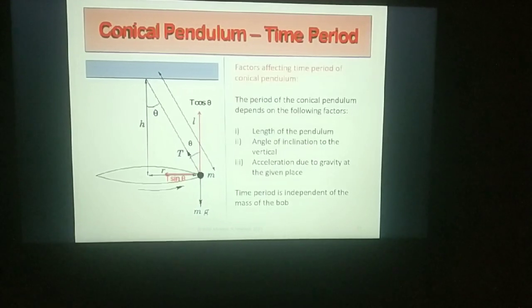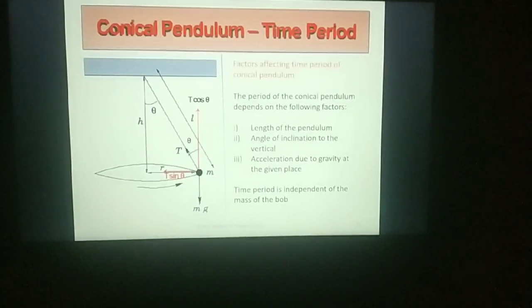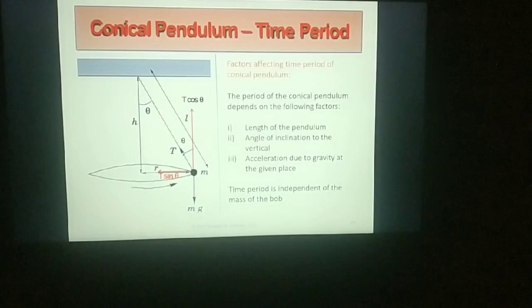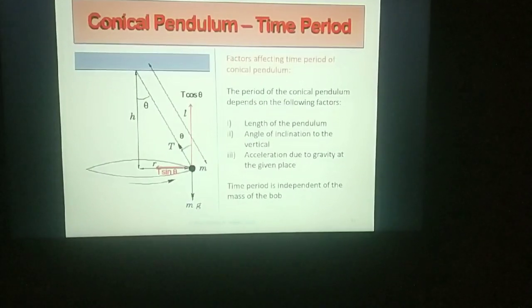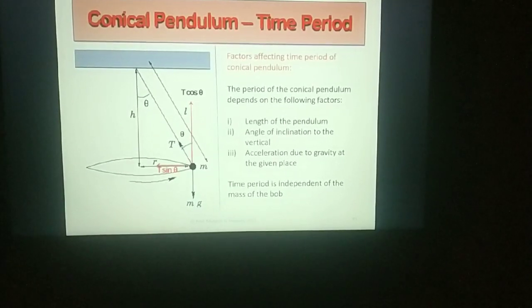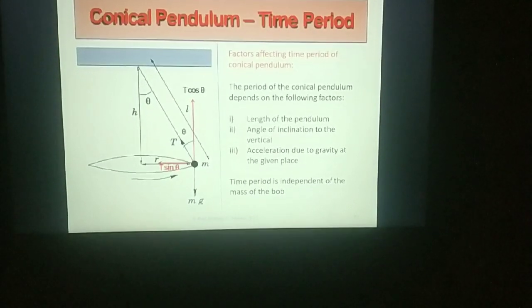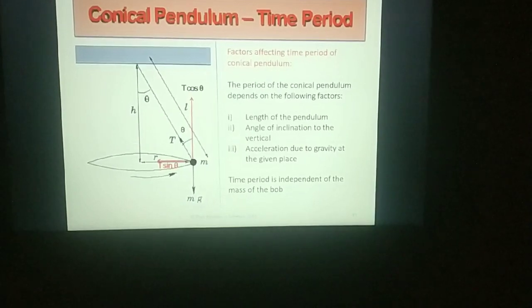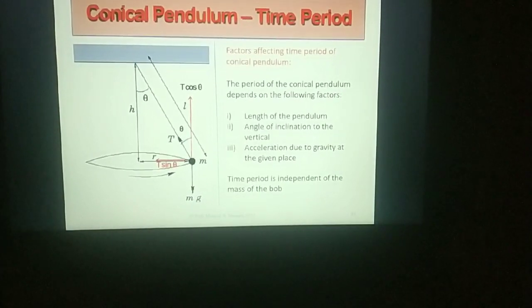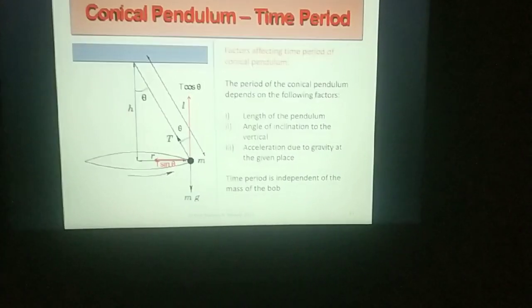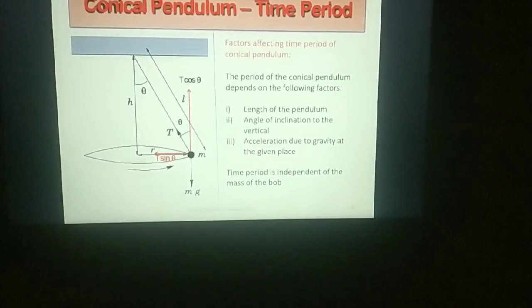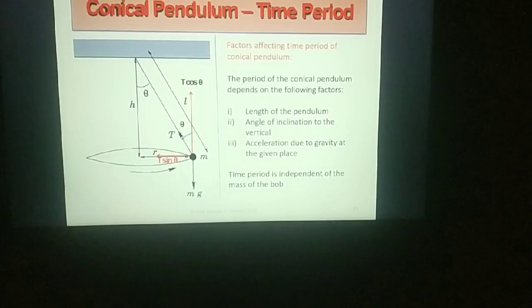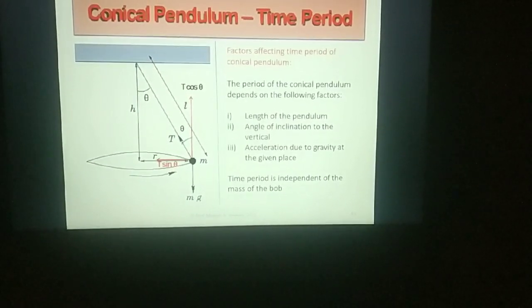Now a question may be asked on what factors the period of the conical pendulum depends. As you can see in your formula, the period of the conical pendulum depends upon number 1, length of the pendulum; number 2, angle of inclination to the vertical; number 3, acceleration due to gravity. And the time period is independent of the mass of the bob.